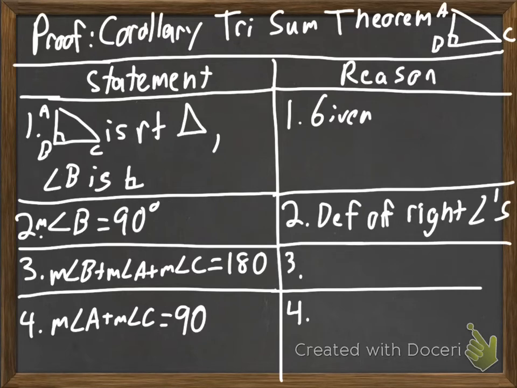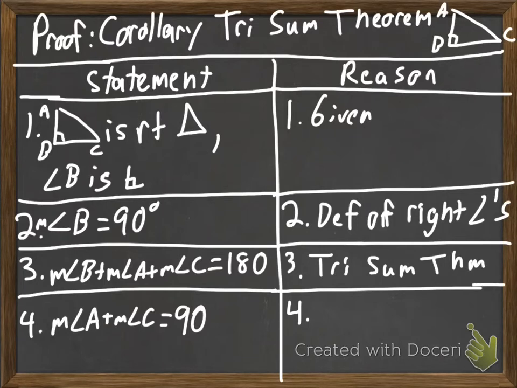Step 3 says that the measure of angle B plus the measure of angle A plus the measure of angle C equals 180. Well, right there is our triangle sum theorem. That's what our triangle sum theorem says.